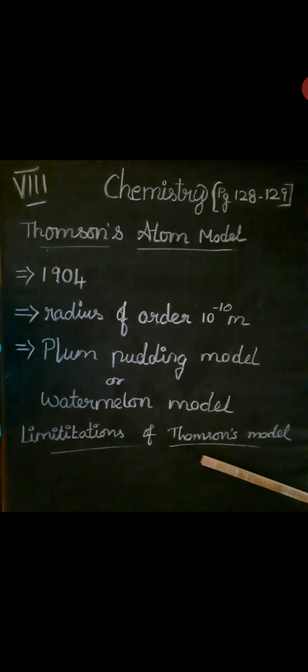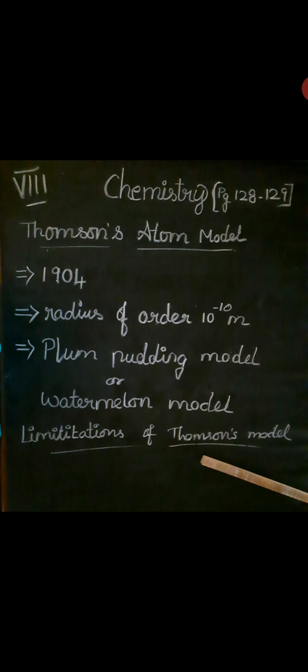Thomson proposed that the shape of an atom resembles a sphere having a radius of the order of 10 to the power minus 10 meter. The positively charged particles are uniformly distributed, with the electrons arranged within it, so that the atom is electrically neutral. The electrons are arranged in such a manner that the atom is electrically neutral.